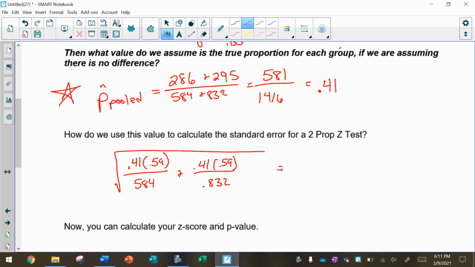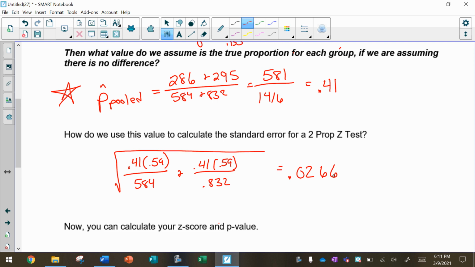And so we can punch this all into your calculator at once. You can literally punch in square root 0.41 times 0.59. You don't need any parentheses whatsoever. Divided by 584 plus 0.41 times 0.59 divided by 832. And the standard deviation value is 0.0266.